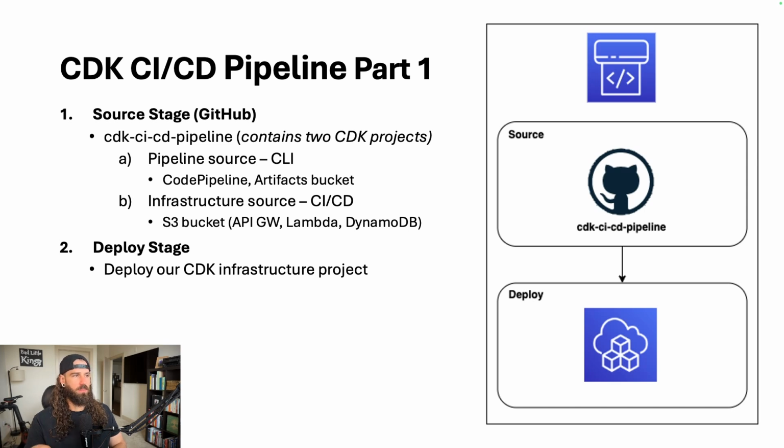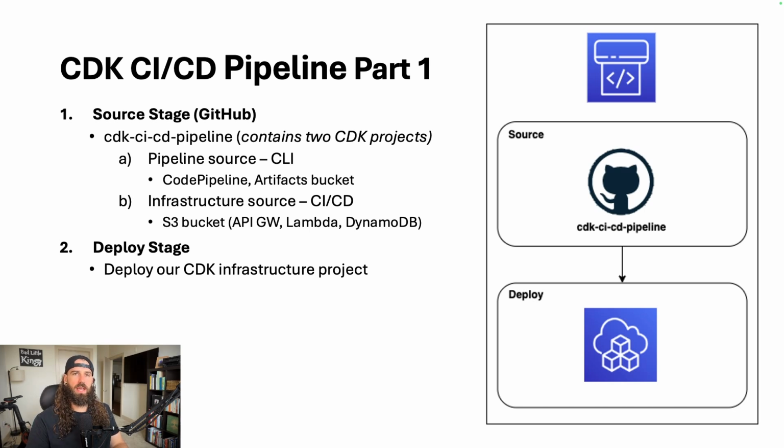The first one is going to be our pipeline source. This is where we're going to house all of our CodePipeline code, as well as our artifacts bucket for all of the artifacts that the CodePipeline is going to generate. When we deploy this CodePipeline, it's going to have two stages, a source stage and a deploy stage. The source stage is going to pull from this repository, and then the deploy stage is going to deploy whatever infrastructure we put into this second CDK project called infrastructure source.